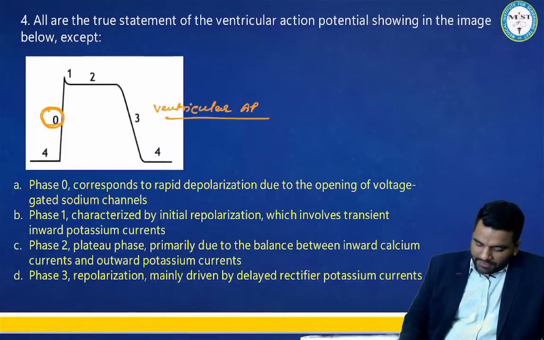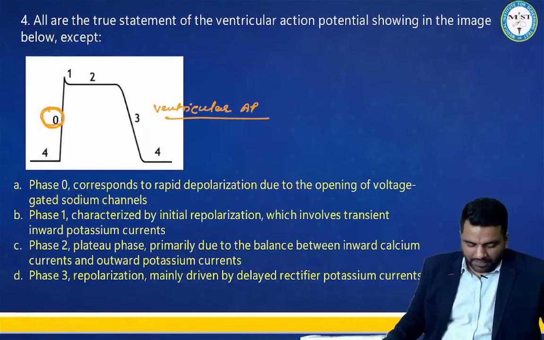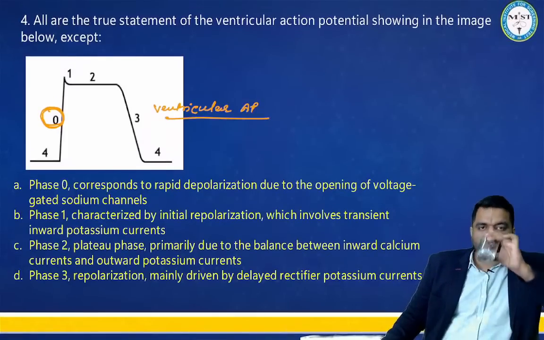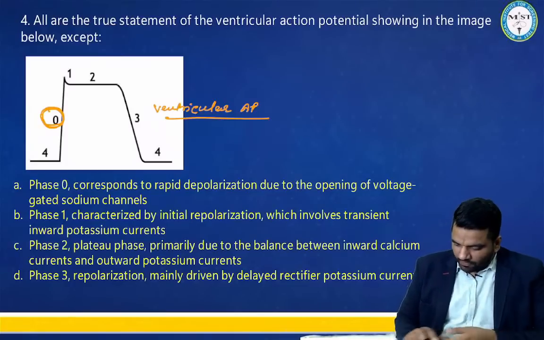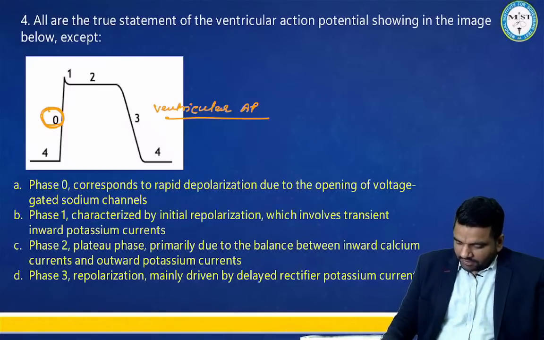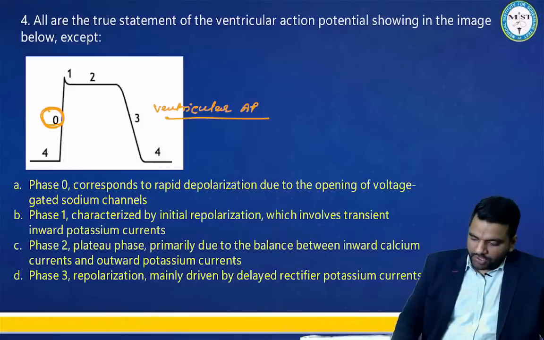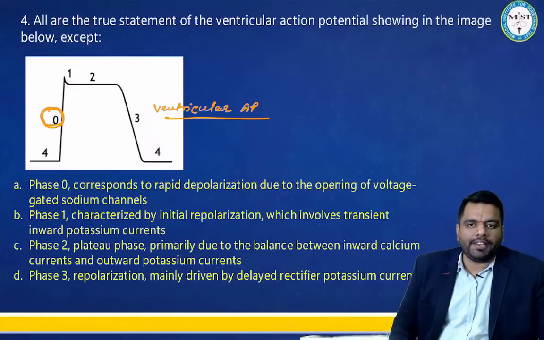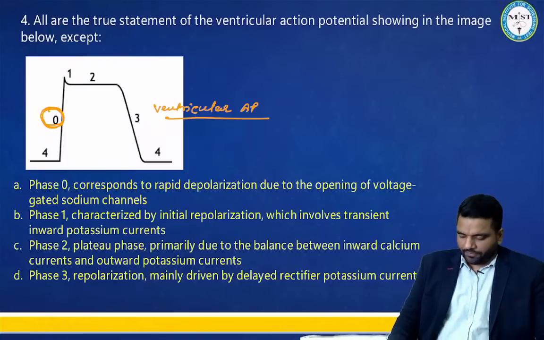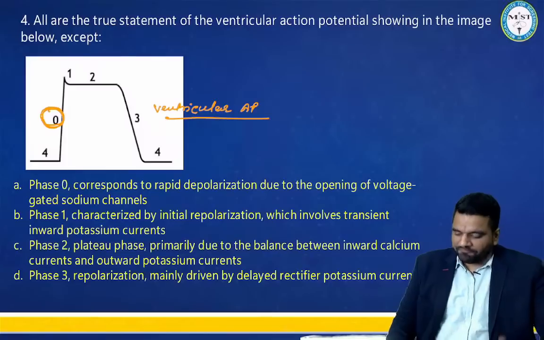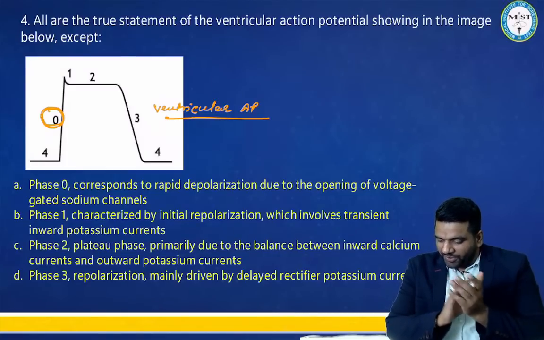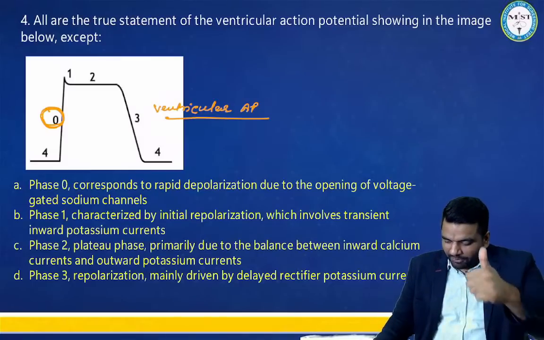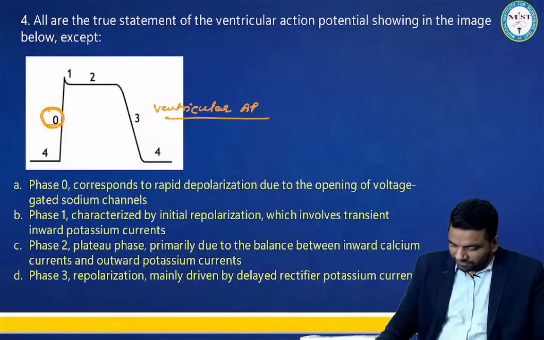So please answer me question number 4. Is it A, B, C or D? Very good, Jaya Vajpayee. Very good, beta. Anuj, Mayank, very good. Akhil.